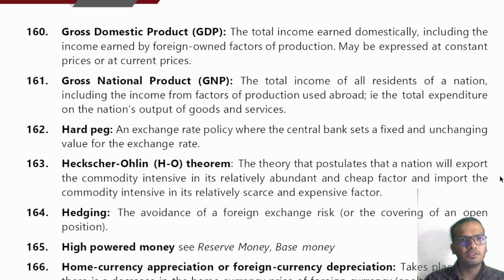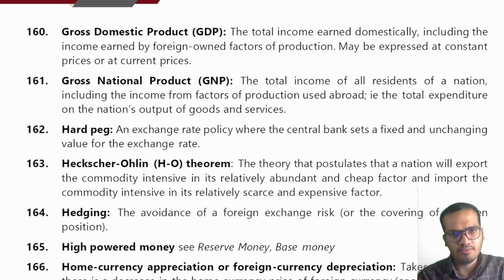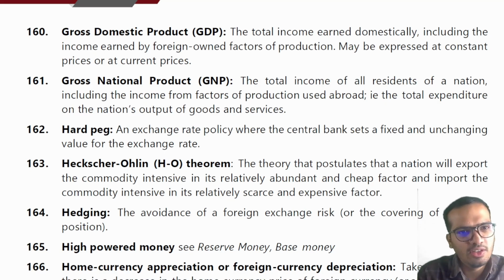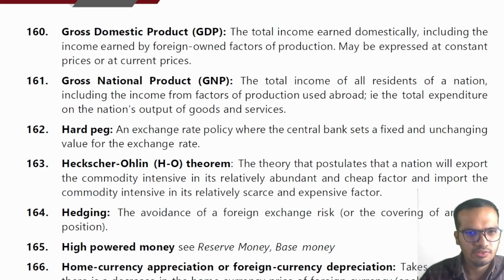Then comes number 160, gross domestic product, GDP. The total income earned domestically, including the income earned by foreign owned factors of production; it may be expressed at constant prices or at current prices. Then comes number 161, gross national product, GNP. The total income of all residents of a nation, including the income from factors of production used abroad, that is, the total expenditure on the nation's output of goods and services.